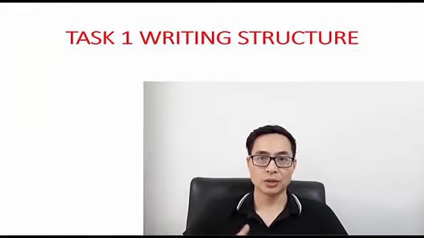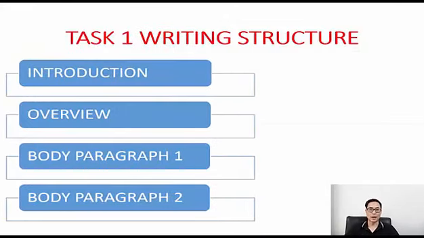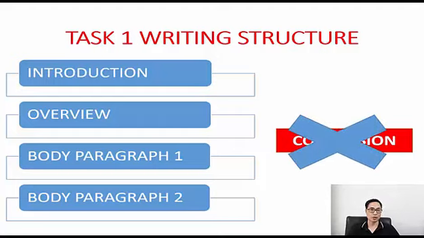And come back to our topic: how to write a good body paragraph. I'm reminding you of the Task 1 writing structure. You should write at least 4 paragraphs for IELTS Task 1 writing. The first is for the introduction, the second should be the overview, and the 2 last paragraphs are for the details. You don't need to write a conclusion at all.